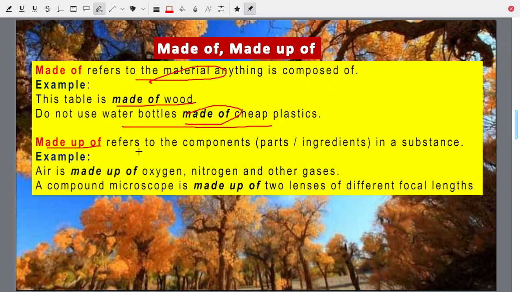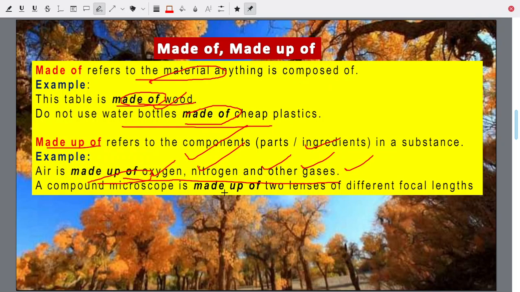Made up of refers to the components, the ingredients. Air is made up of oxygen, nitrogen and other gases. The ingredients: first ingredient oxygen, second ingredient nitrogen, third ingredient carbon dioxide, fourth ingredient water vapor, fifth ingredient inert gases. So air is made up of different ingredients. That's why I say made up of. But we say the table is made of wood or table is made of steel. There is a material. Made of means material, made up of means the components or ingredients.